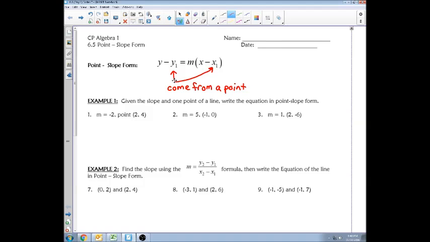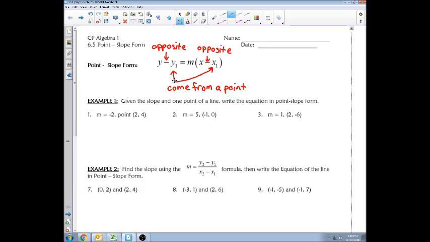Now, I want you to pay close attention to these negative signs. Okay? They are not subtraction. Think of them as saying opposite. So as we read this, it would be y, the opposite of y1, is equal to the slope times x, the opposite of x1. Okay?